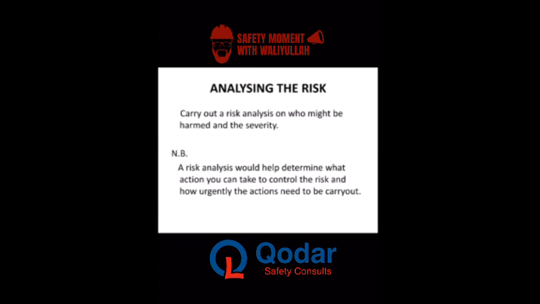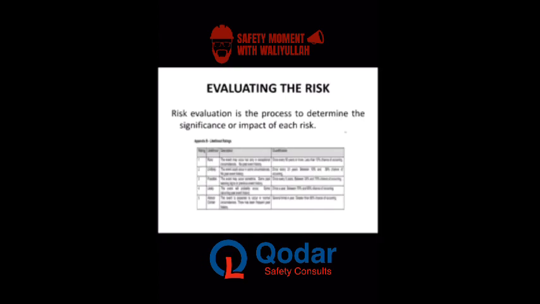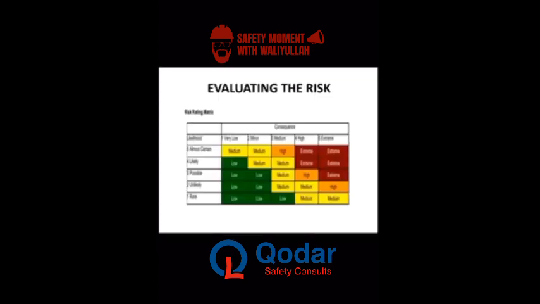Analyze what actions can be taken to control. We also have to evaluate. Evaluation is the process of determining the significance or the impact of such risks. There's a table down there. Let's see the next slide because this one is more self-explanatory.